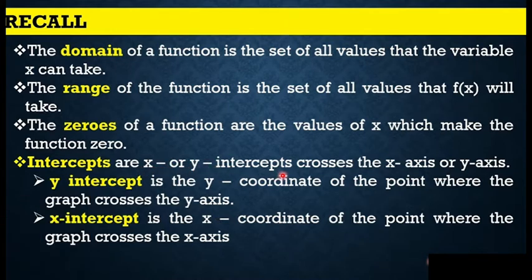The x or y intercepts are where the graph crosses the x-axis or y-axis. The y-intercept is the y-coordinate of the point where the graph crosses the y-axis, the vertical axis. And the x-intercept is the x-coordinate of the point where the graph crosses the x-axis. Okay, so it's all about the y and x-intercept. Makita ito sa ating Cartesian plane.